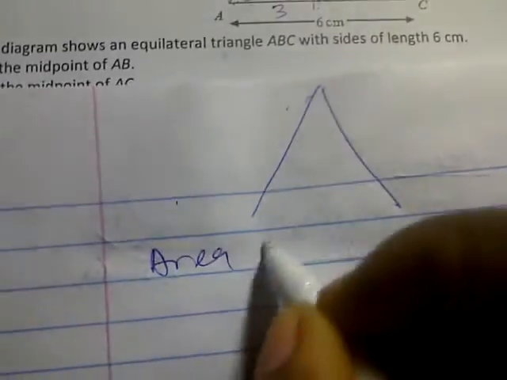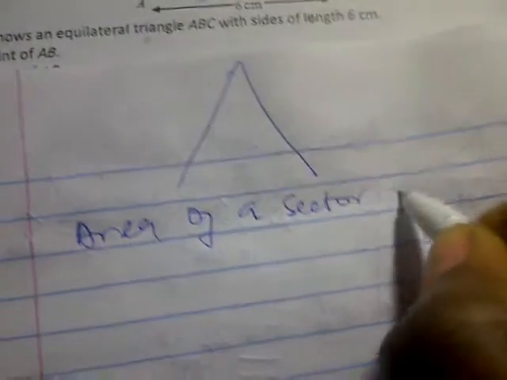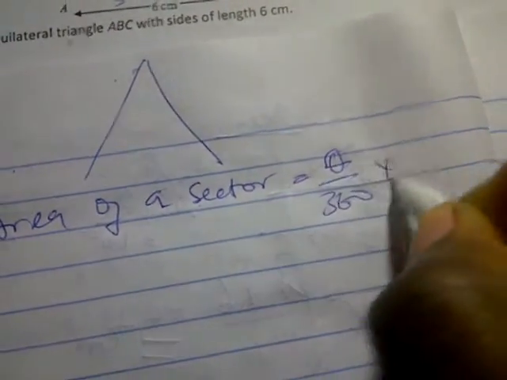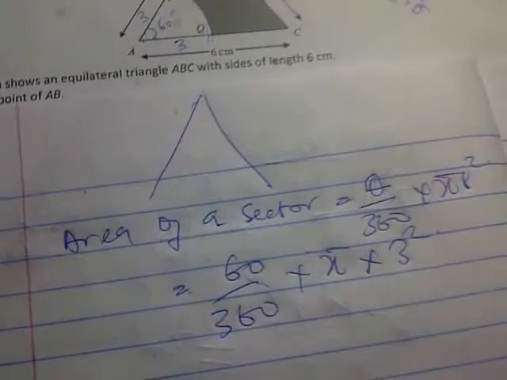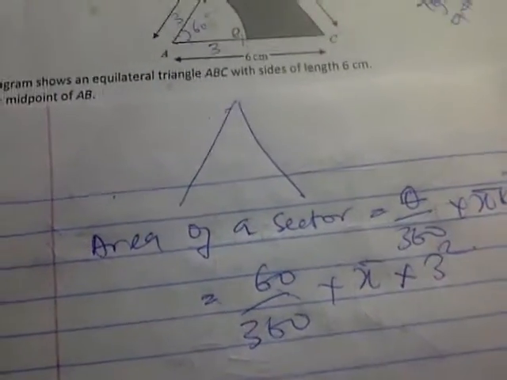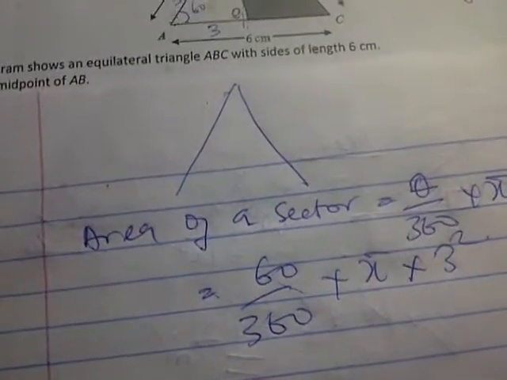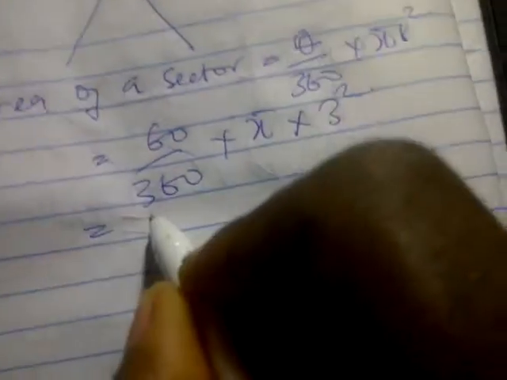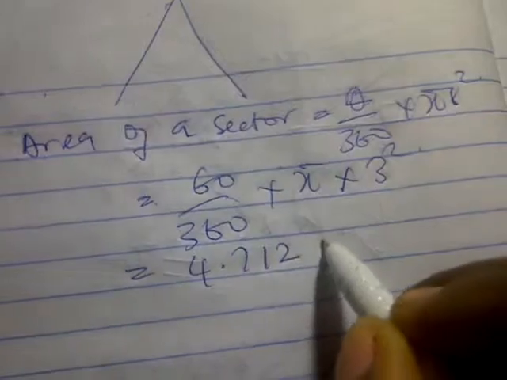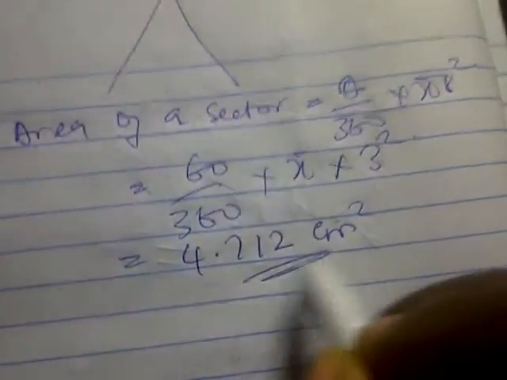Now area of a sector will give you theta over 360 times pi r squared. Your theta here is 60. 60 divided by 360 times pi times your r, which is 3, squared. So 60 divided by 360 times pi times 9 is going to give you 4.712 centimeters squared as the area of the sector.